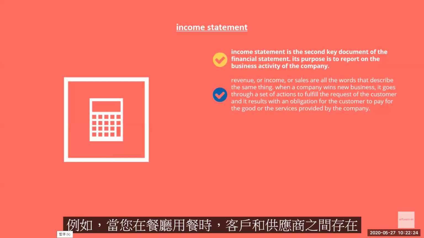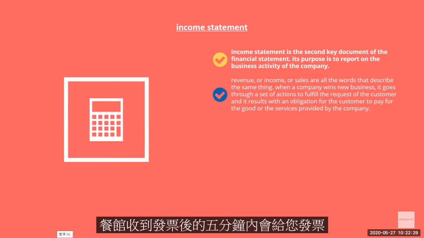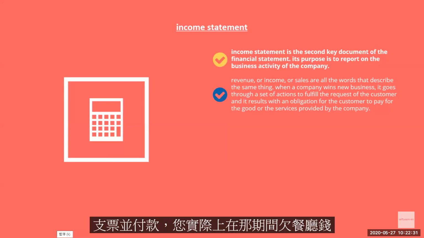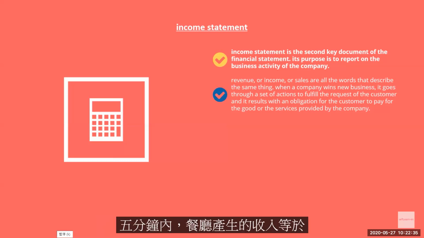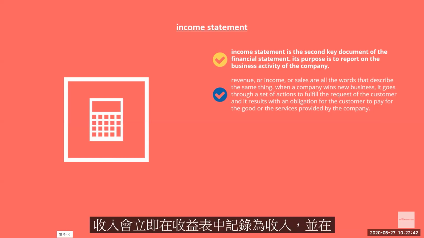When you eat at a restaurant, for example, at the end of the meal, the check is brought to you. In accounting terms, the restaurant gave you an invoice. During the 5 minutes between receiving the check and paying it, you actually owe money to the restaurant. During those 5 minutes, the restaurant has generated revenue equal to the amount of the check, but no cash, since you have not paid.